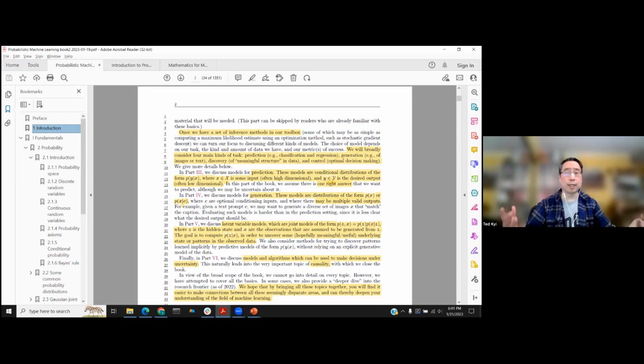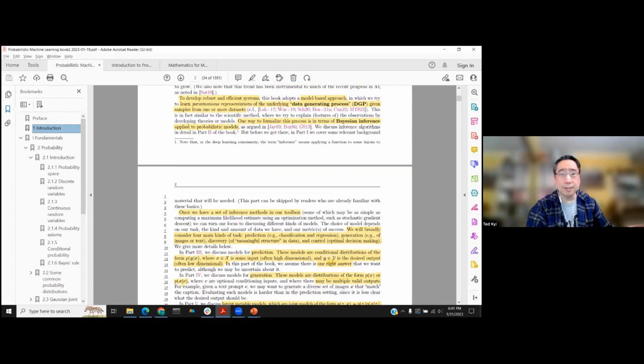So how the book is organized, we have part 1, fundamentals. Did I skip over something?